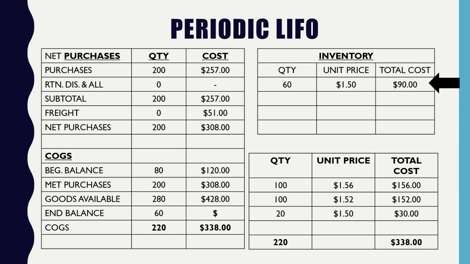So we plug that $338 into my cost of goods sold, and then we can calculate my ending inventory, whether I take 60 times $1.50, which gives me 90, or I simply take my 428 minus 338 from it, and you should get the same number of 90. Any questions there?